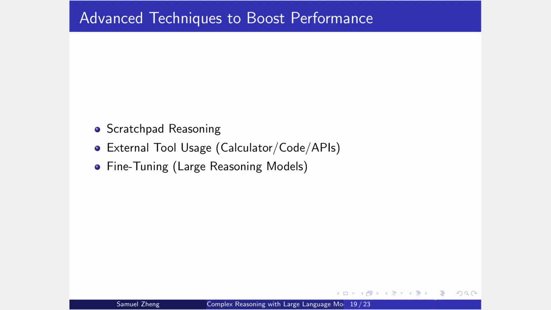Scratchpad reasoning gives models a dedicated space to work through problems, similar to how humans would use scratch paper. So think about how you would solve a complex math problem. You don't just think it through in your head, you write down intermediate steps, try different approaches, cross out wrong attempts, and gradually build towards the solution. Scratchpad reasoning formalizes this process for AI systems.